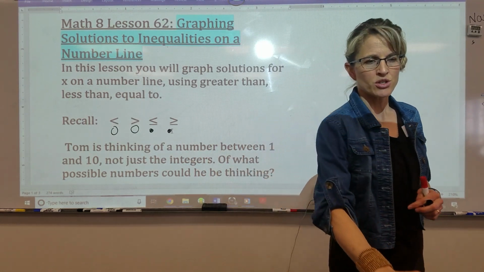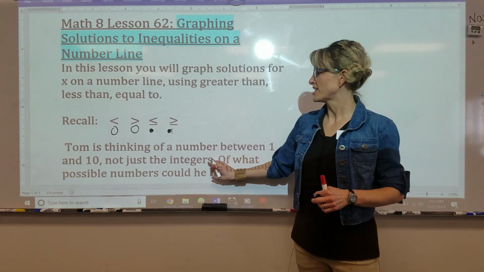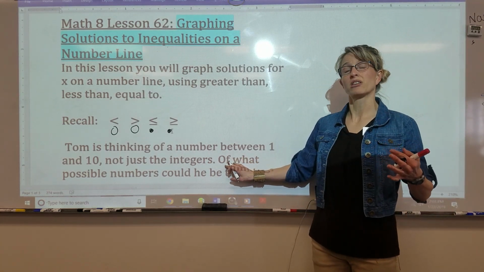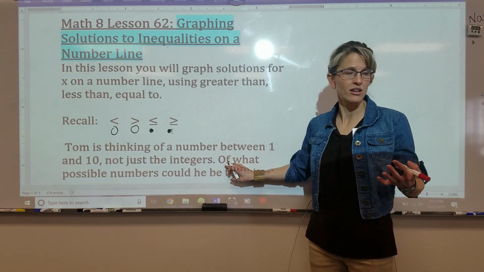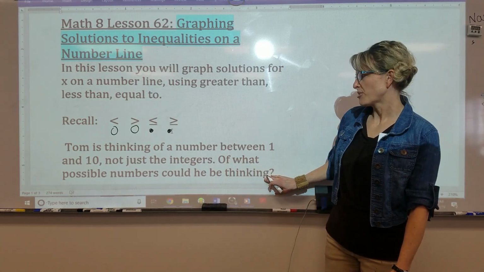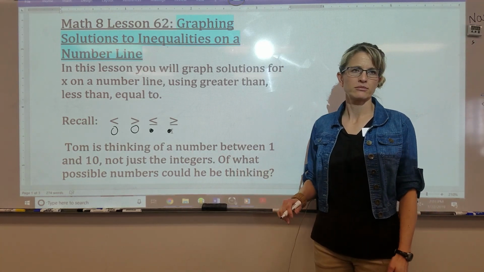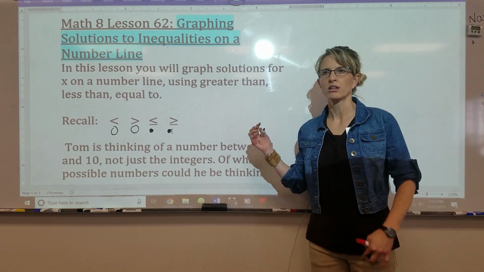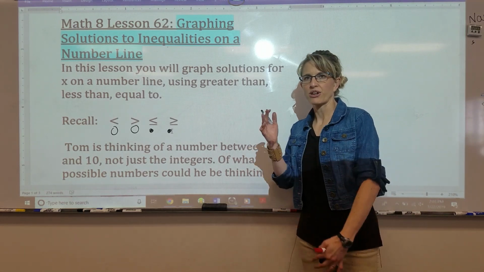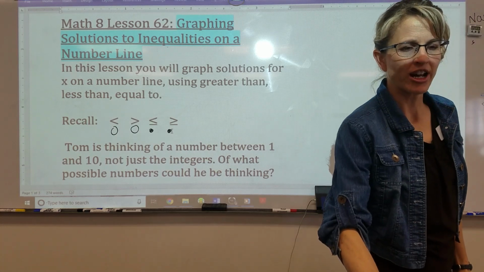So let's say Tom's thinking of a number between 1 and 10, and it's not just integer numbers, but he could be thinking of like 1.6 or 4.5. What possible numbers could he be thinking of? Well, there were a couple: 1.1, 9.9, 3. So how would we solve that and graph that?